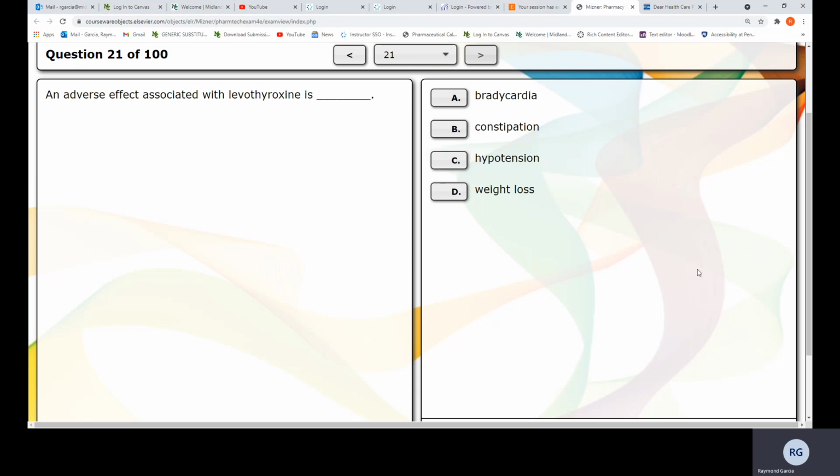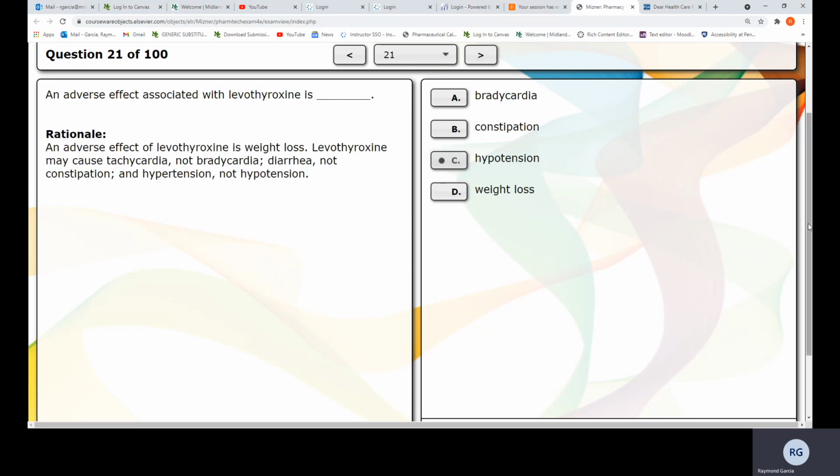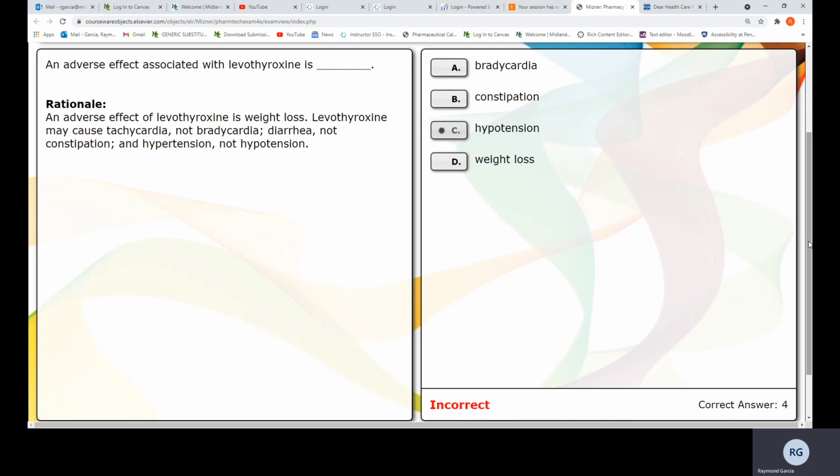See? Let's see if we guess right. No. Adverse effect of levothyroxine is weight loss. Levothyroxine may cause tachycardia, which is an increase of heart rate, not bradycardia, diarrhea, not constipation, and hypertension, not hypotension. Weight loss.